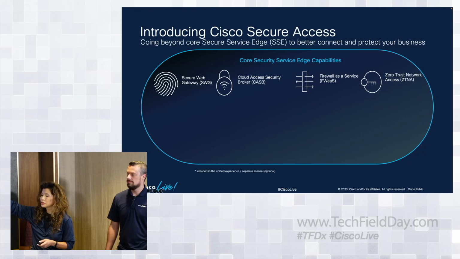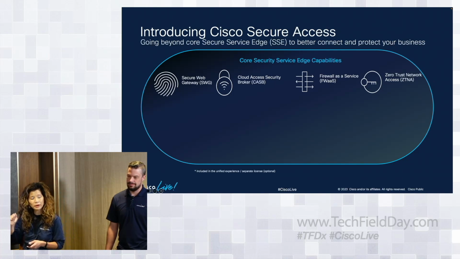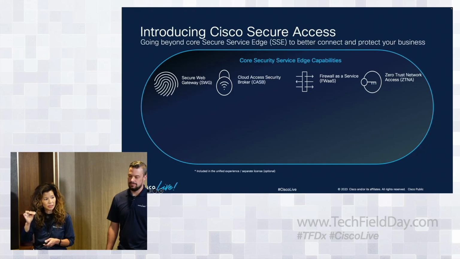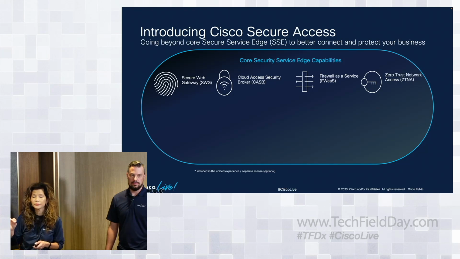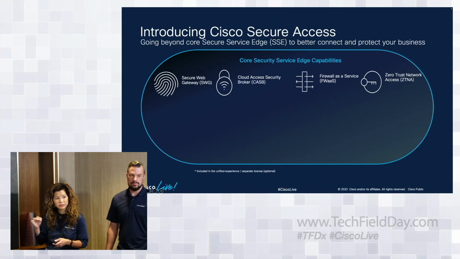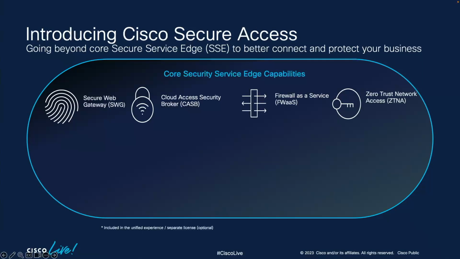And then Zero Trust Network Access, which is going to be the main focus of what I'm going to be focusing on today in this particular solution. Zero Trust Network Access is all about being able to give least privilege access to a particular resource, thus limiting any kind of lateral movement to protect from vulnerabilities and threats.